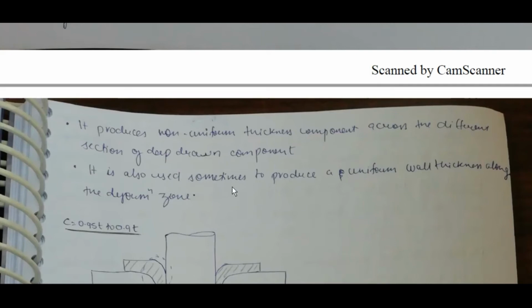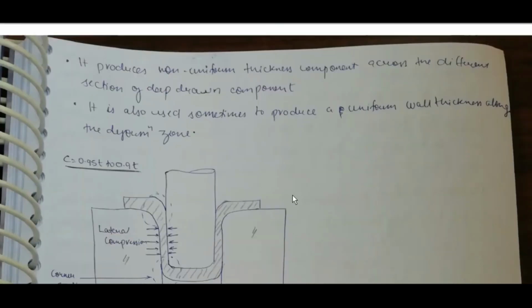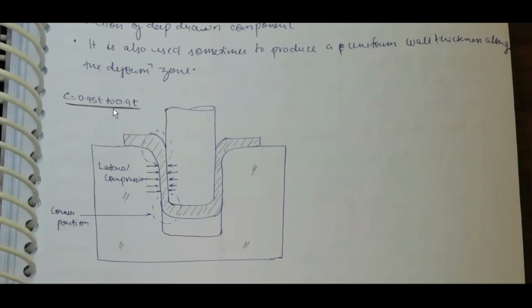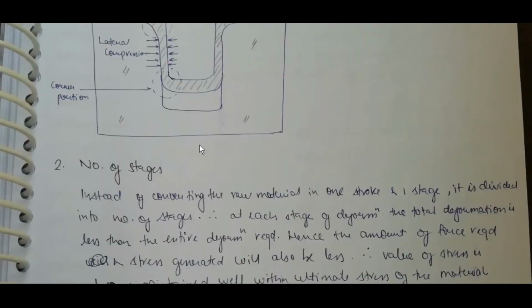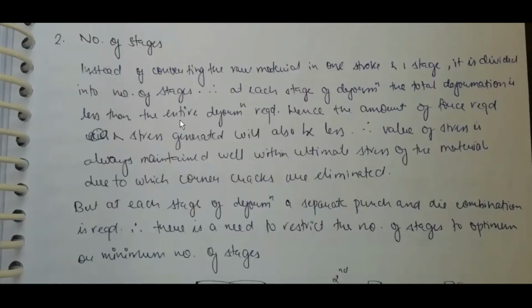It is also used sometimes to produce a uniform wall thickness along the deformation zone. C is equal to 0.95 to 0.9 t. This is the corner position. Lateral compression.